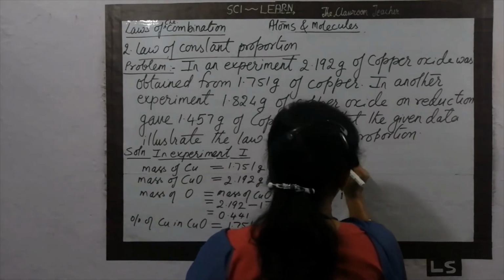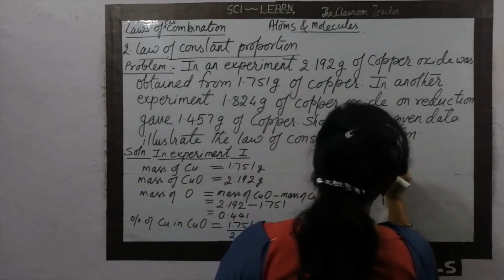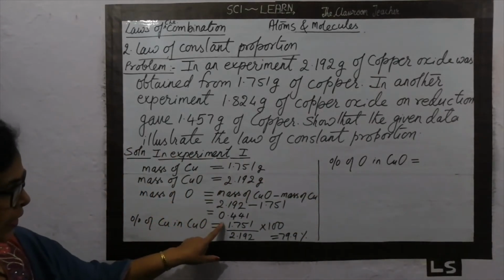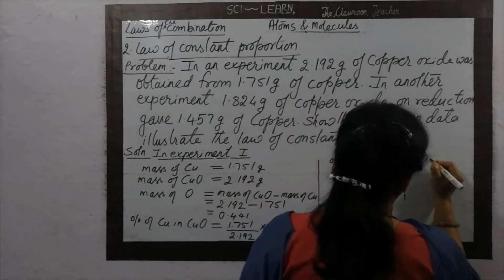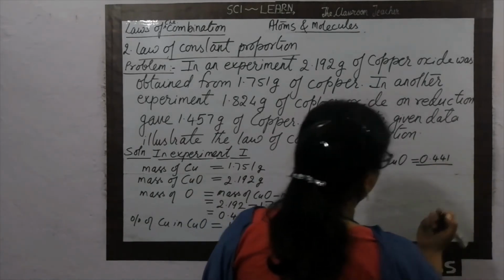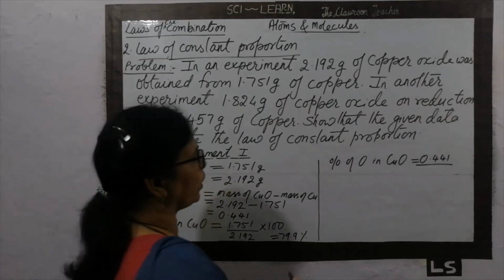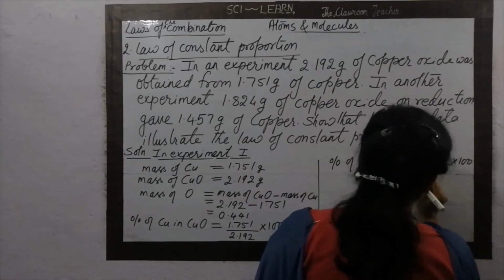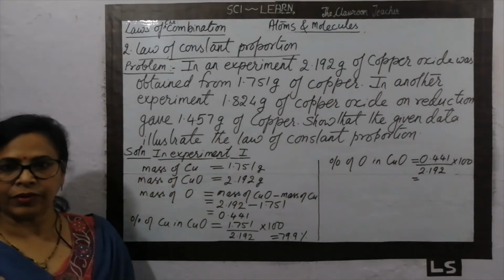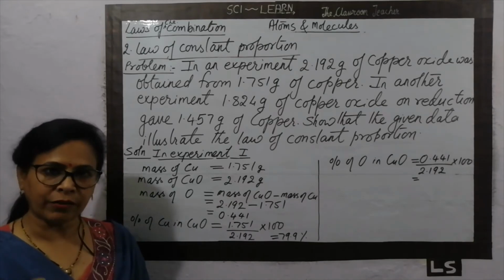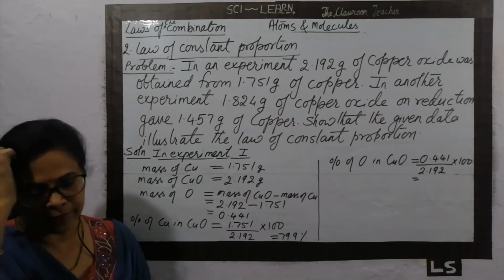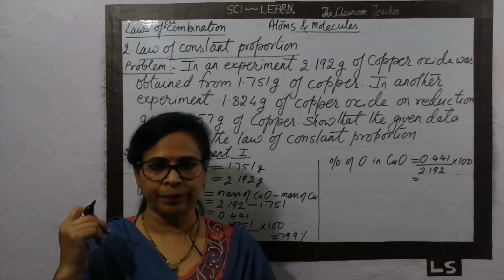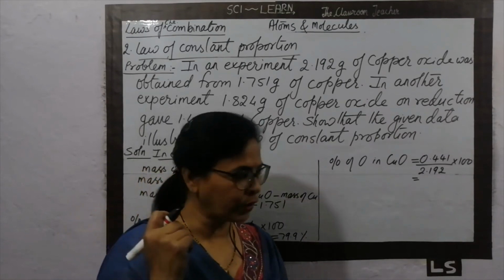Now, we have to calculate the percentage of oxygen in copper oxide. Again, what do we have to take? We have to take the mass of the oxygen, that is 0.441, divided by mass of the copper oxide, it is 2.192, into 100, because we have to calculate the percentage, and for percentage we have to multiply by 100. Now let's calculate it. Calculate and find out what amount you get here.